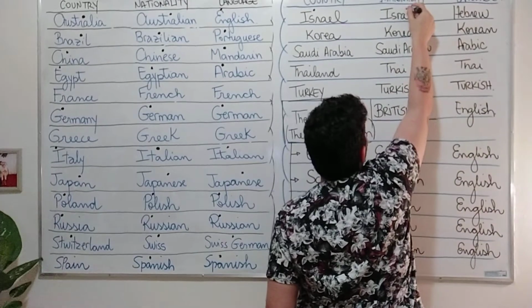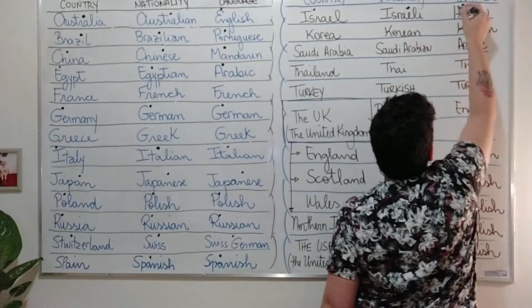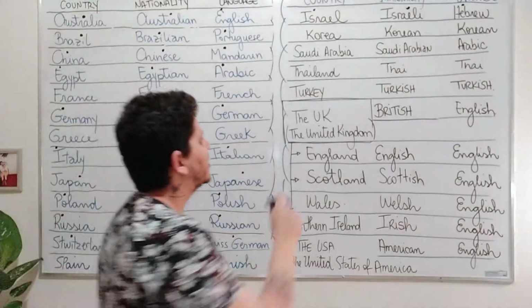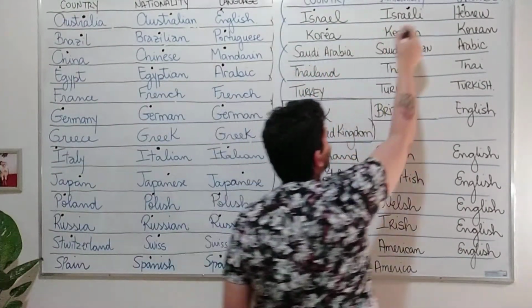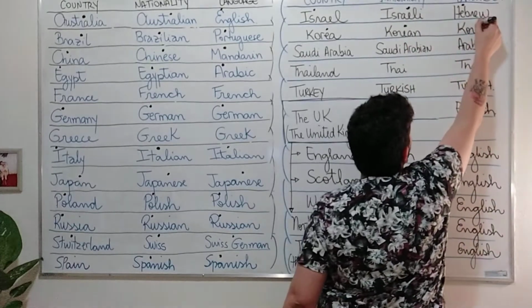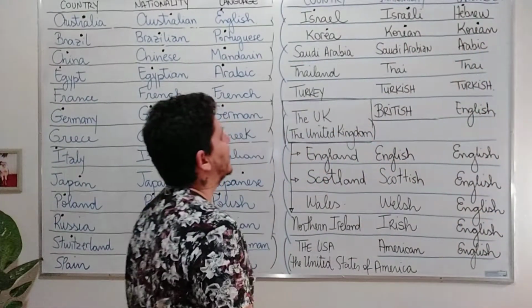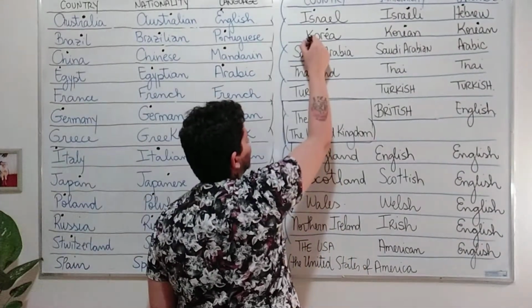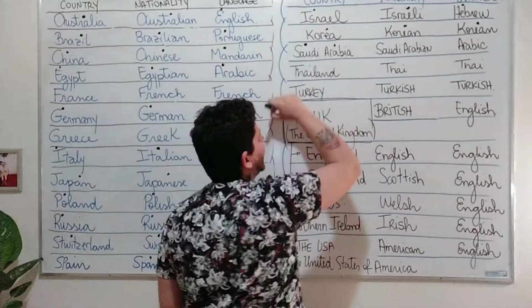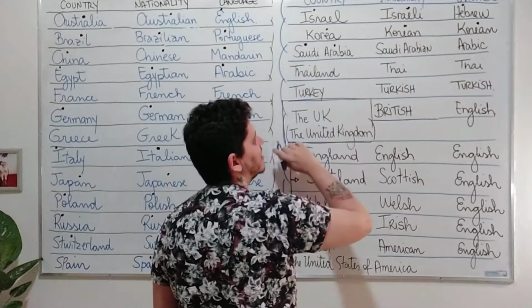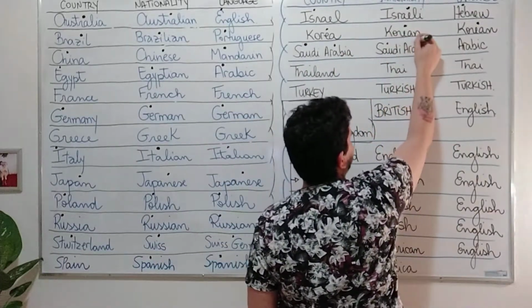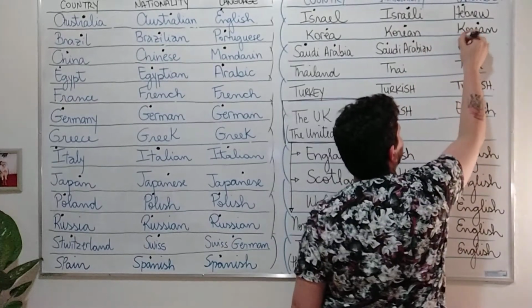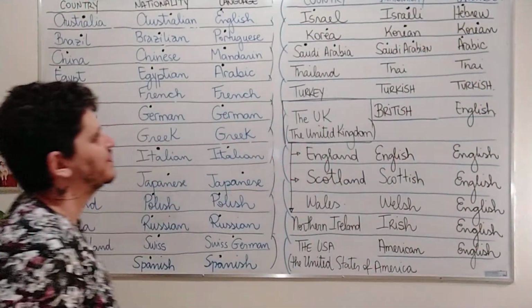Israeli, and Hebrew. Korea, Korean. Okay, repeat after me, dear student. Saudi Arabia, Saudi Arabian, Arabian. Arabic.